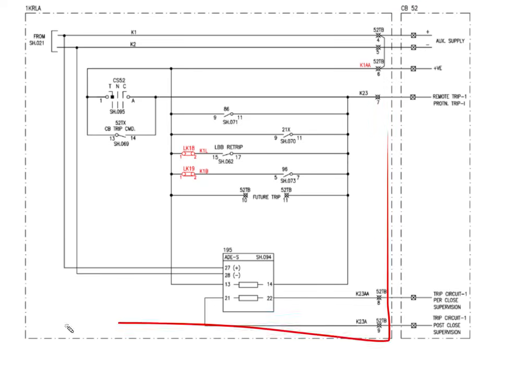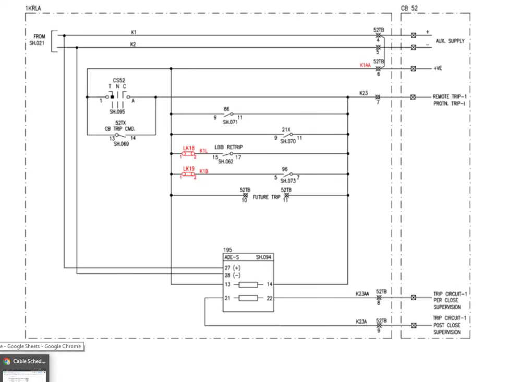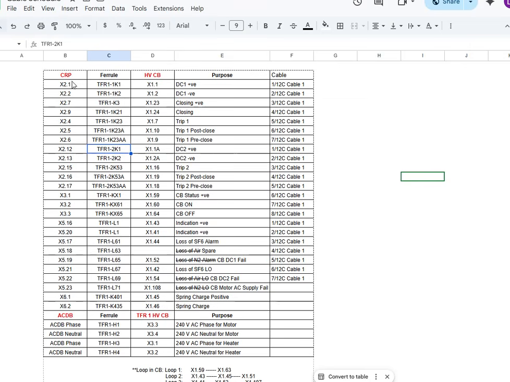Basically this is the relay panel, and this rectangle here is the circuit breaker, which is in the yard. So we have the TB numbers here, 52 TB.4 and 52 TB.5. Those two TBs we need to use for DC. We will note down those numbers, 52 TB4 and 52 TB5, here on the CRP side.